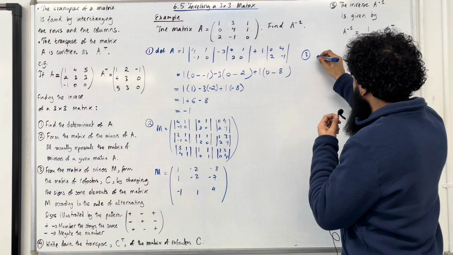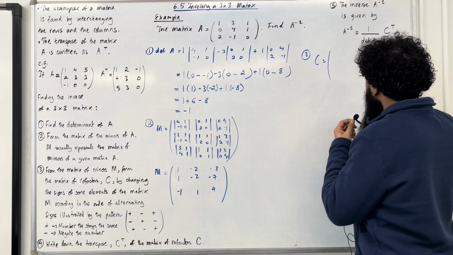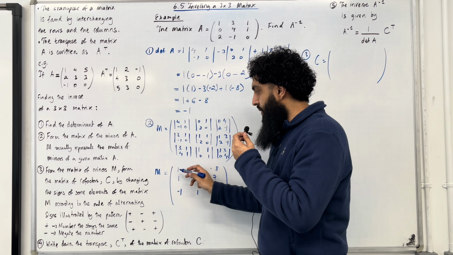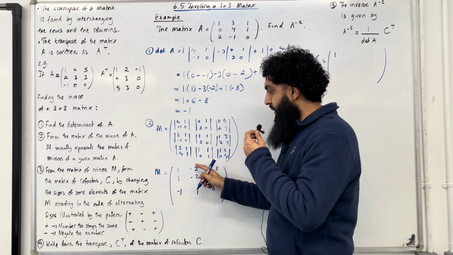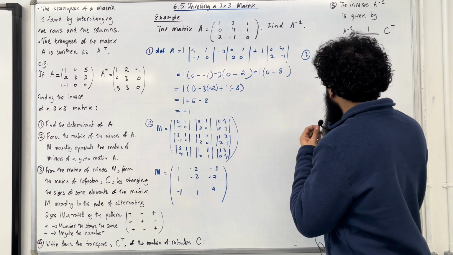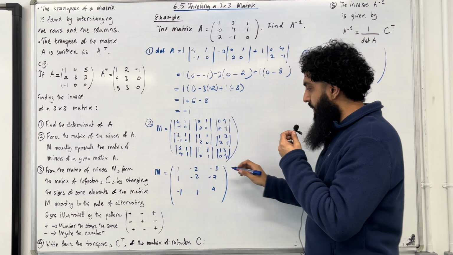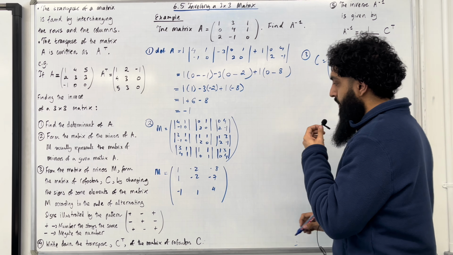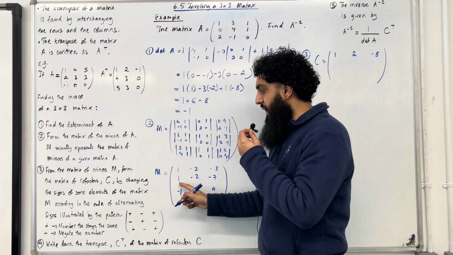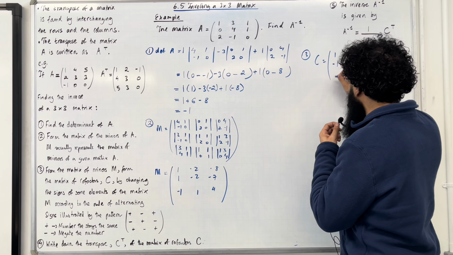I want C equal. So over here I've got a plus, so the 1 stays the same. Over here I've got a minus, so I need to negate the minus 2. That will just become 2. Then I've got a plus here. The minus 8 stays the same. Over here I've got a minus, so I need to negate the 1. This gives me minus 1.